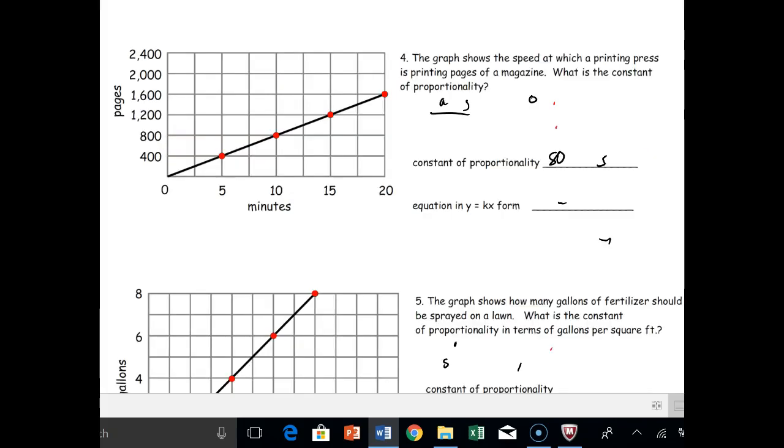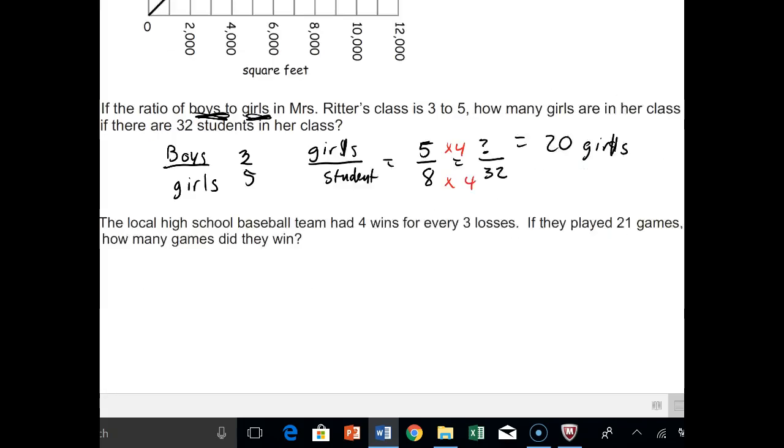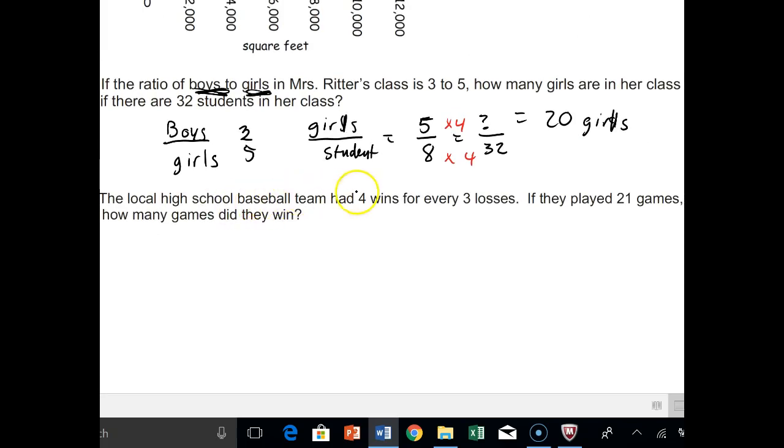All right, let's do the last one together as well. So it says the local high school team has 4 wins for every 3 losses. So there's your wins to losses. And it asks if they played 21 games, how many games would they win?